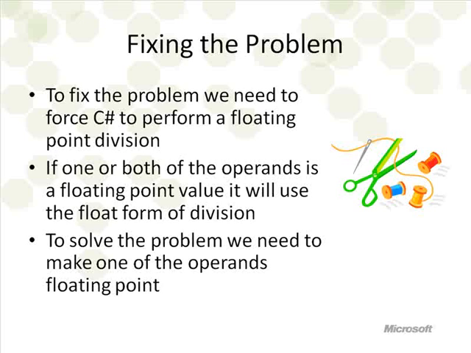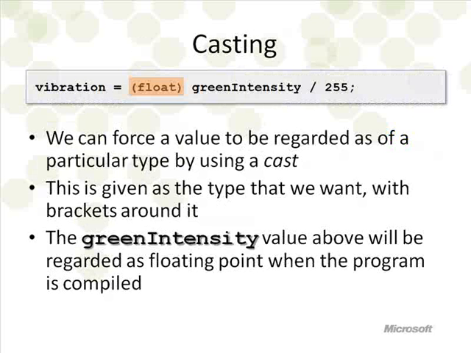The idea here is that I want to put things around the divide operator to make it think, we're doing floating point here, which means I must do a floating point division. And the way we do that is to make one of the operands in our calculation floating point. And C# has a technique built into it specifically for this job. To say to the compiler, I know that green intensity is an integer, but for the purposes of this calculation, for the thing I want you to do next, I want you to treat it like a float, please.